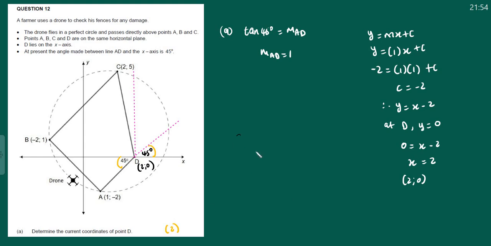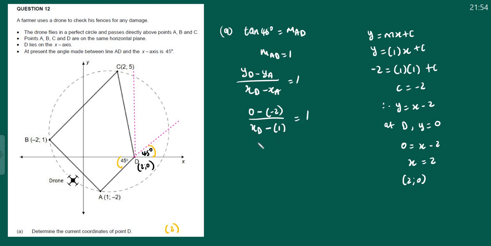Let's see. I think we should get the same thing. Let's use this one and get the coordinates, right? So if we were to calculate the gradient of AD, we would say y of D minus y of A over x of D minus x of A, right? So that means y at D we know it's 0, but y at A we know it's -2. X of D we don't have, but we know that x of A is 1.